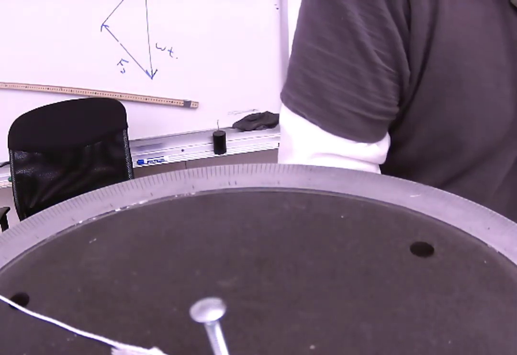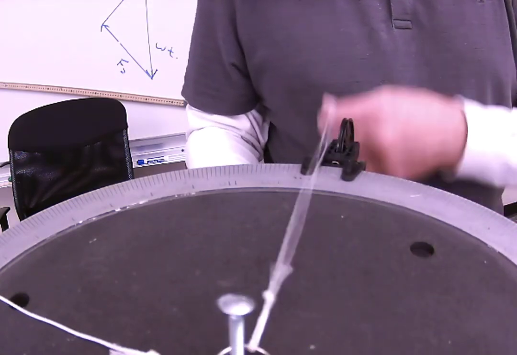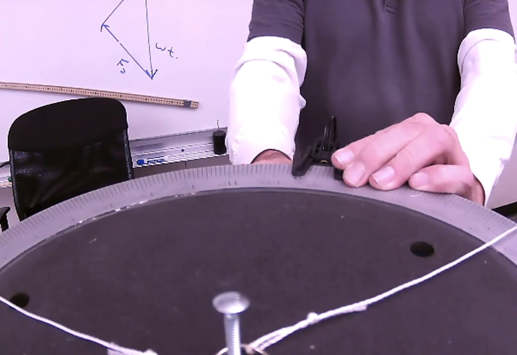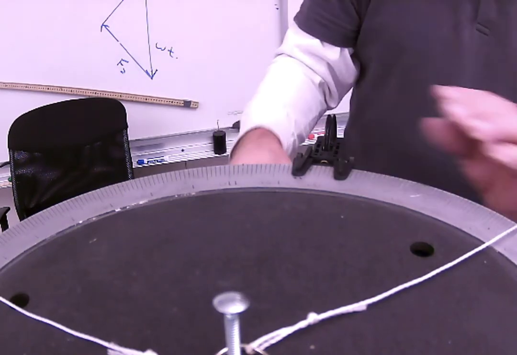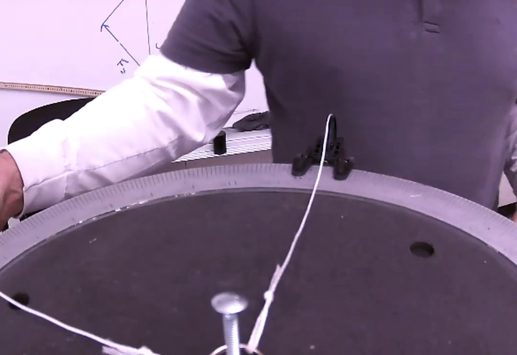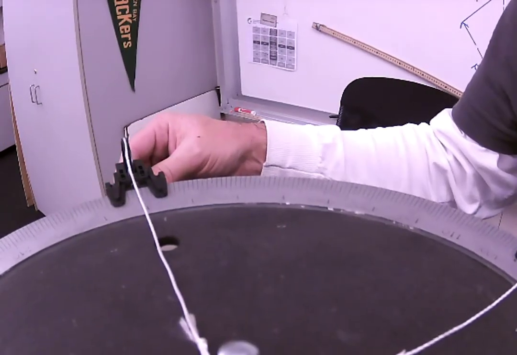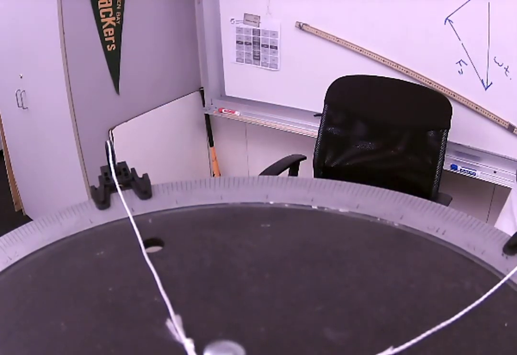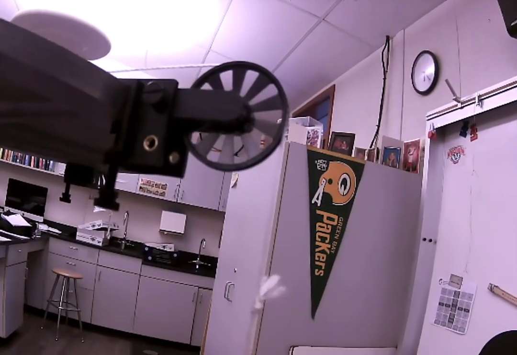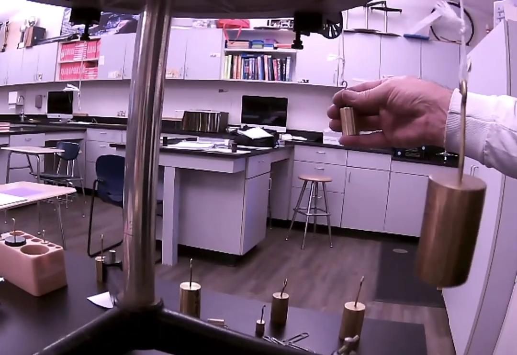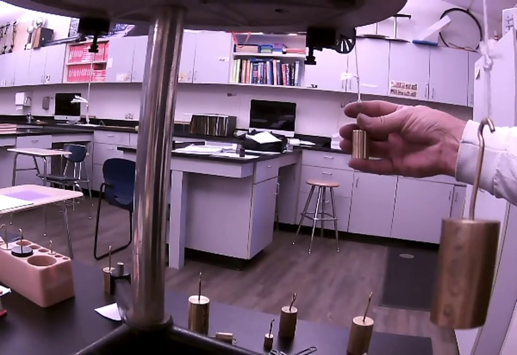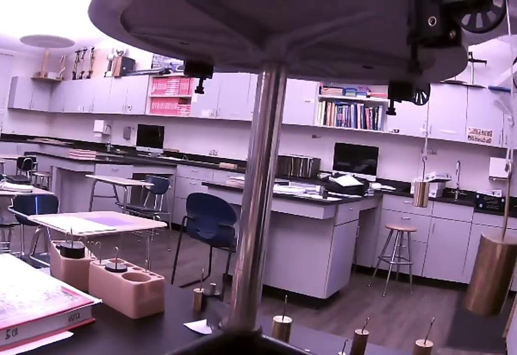So move this to 90. That's right. String out of the way so I can see. 90 is right there. Okay, so there's 90. 180 is over here. So I'm going to put 200 grams at 90, like that. And then I'm going to put 100 grams at 180. Okay. Now, they are going to produce a force that's trying to pull this ring right off the table.